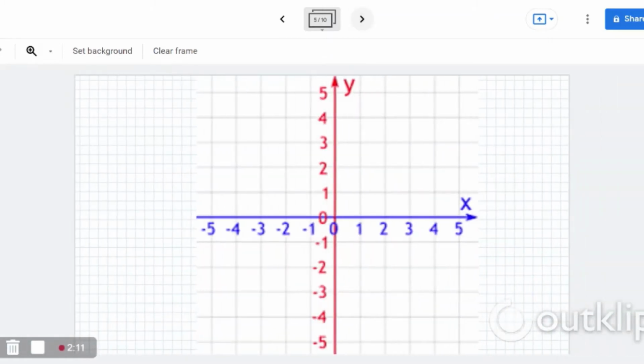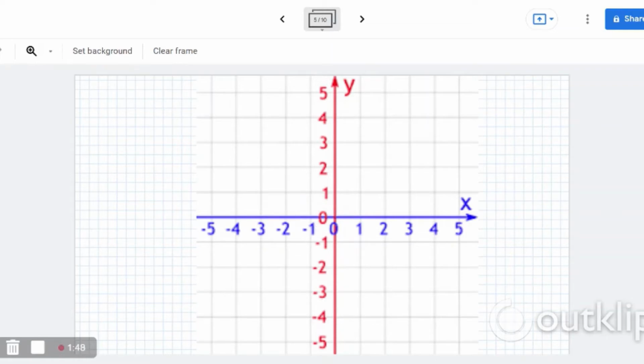See here, I have taken a graph paper and I drew a horizontal line. Now this is a vertical line. This vertical line is called the y-axis, and this horizontal line is called the x-axis. So we have got two axes, and this middle point is called the origin.